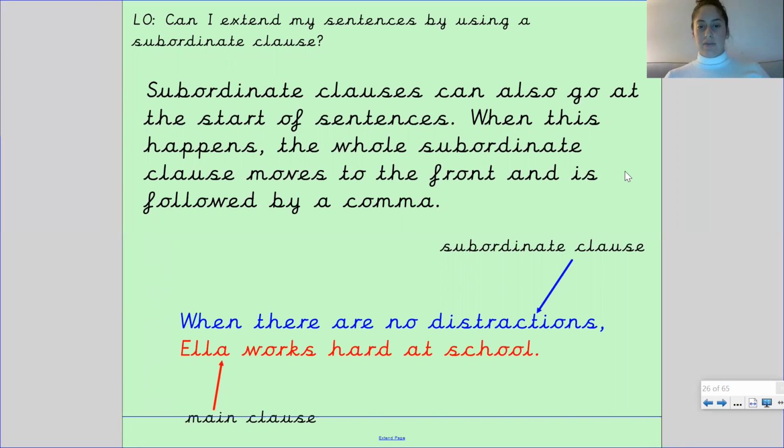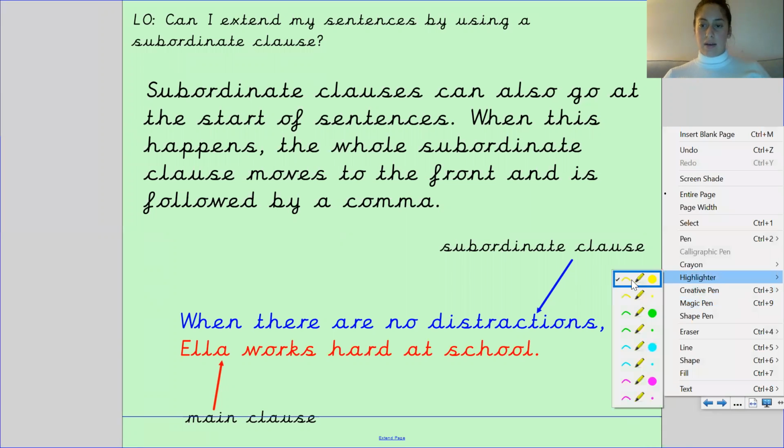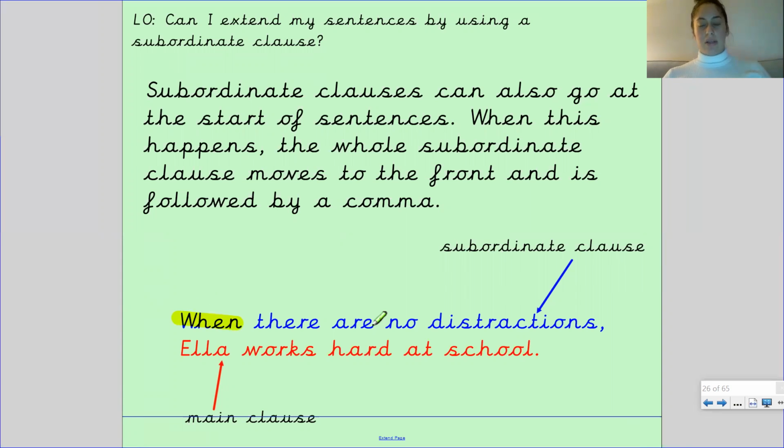Again, how could you identify which one is the main clause and which one is the subordinate clause? Pause the video and have a think. What do we know about the main clause that could help us identify it? Well, we know it's a simple sentence that makes sense on its own. So, Ella works hard at school makes sense on its own. Also, you could identify the subordinate clause by identifying the subordinating conjunction, which is when. That's my subordinating conjunction. So I know that this is my subordinate clause.